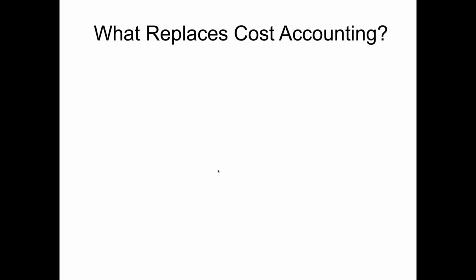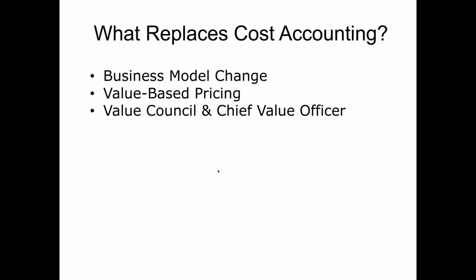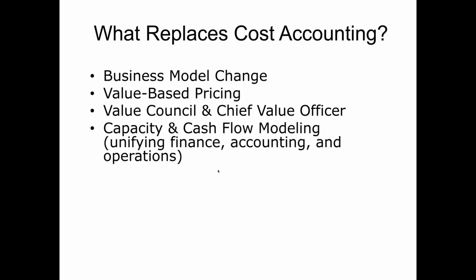So what replaces cost accounting? First off, a business model change. Second, value-based pricing. Appointing a value counsel and a chief value officer, a group that's in charge of customer value. And this is basically what Toyota is pretty masterful at doing. Before they even build a car, before they spend a penny on it, they know what the perception of value is in the hearts and minds and souls of their customers, and that determines the price. And then Toyota is constrained to build that car underneath that price to turn a profit that it can live with. And then capacity and cash flow modeling, right?